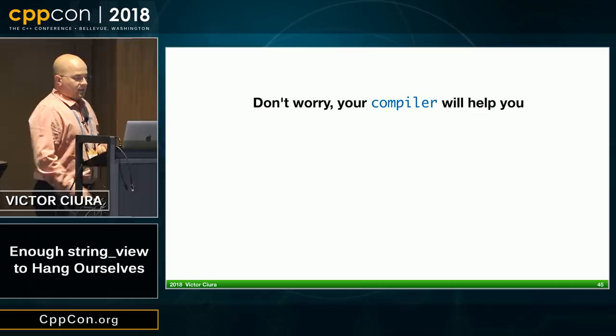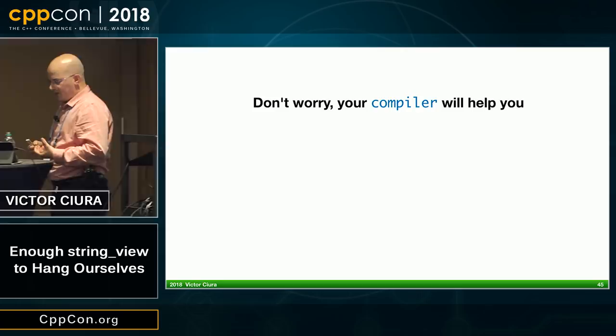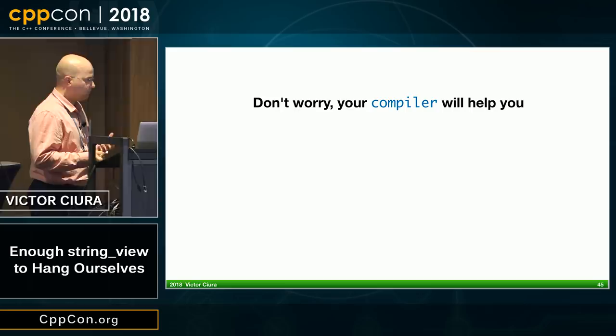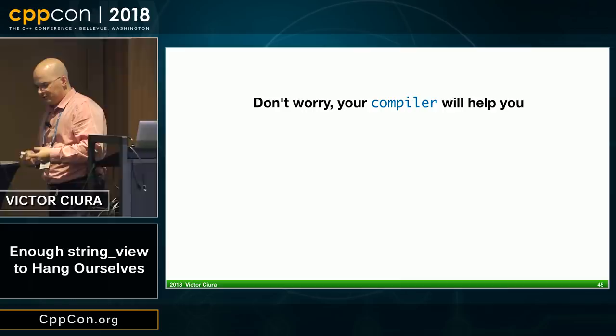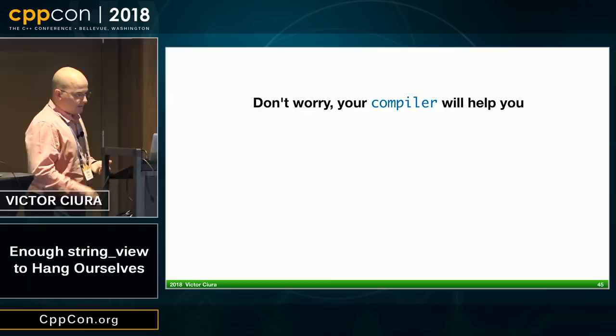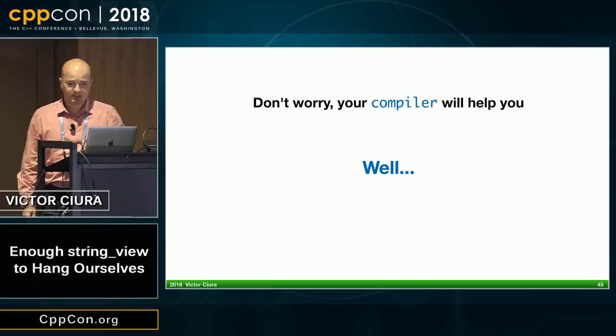Okay, so in general, we try to rely on our compiler to help us and give us proper warnings when things might fail, or if we're doing improper usage, or if we're in danger of hanging on to some dangling reference. And we hope that the compiler will catch that and warn us about things like that. And let's see another example.